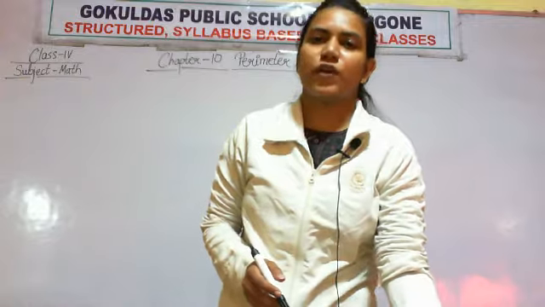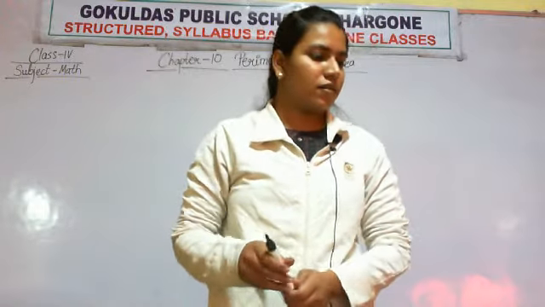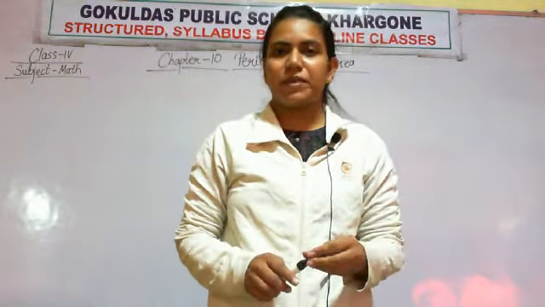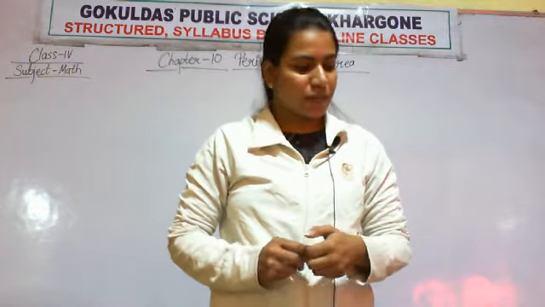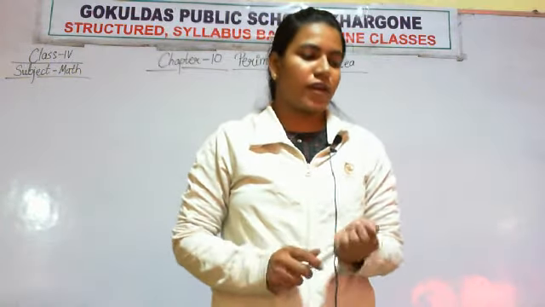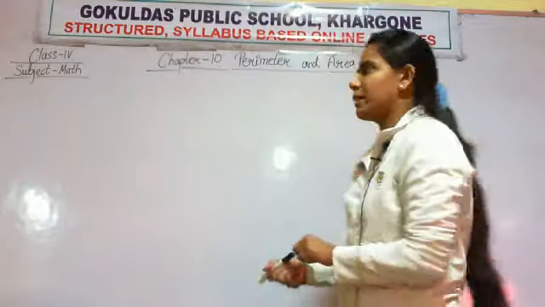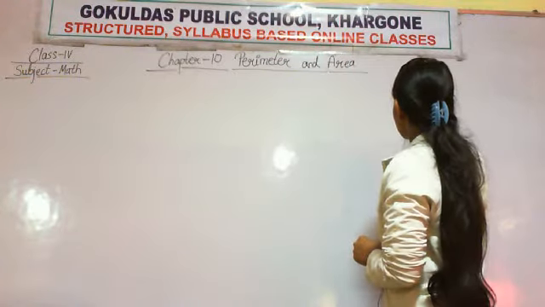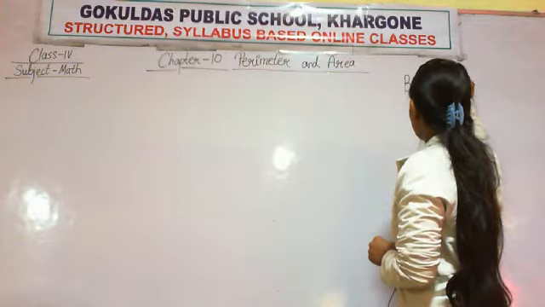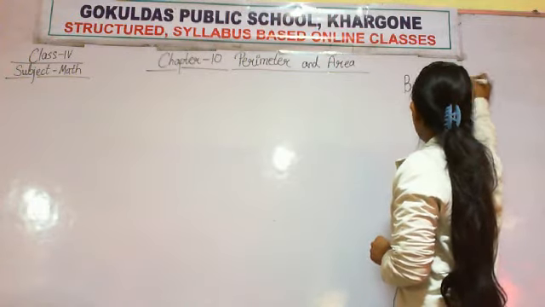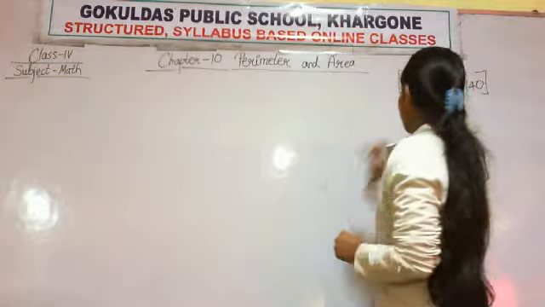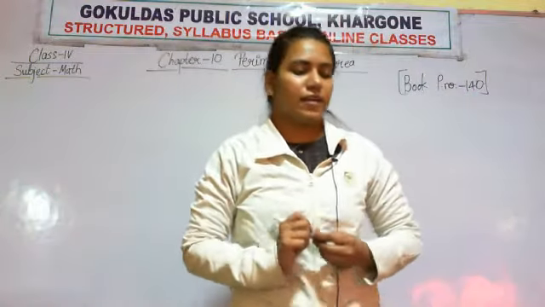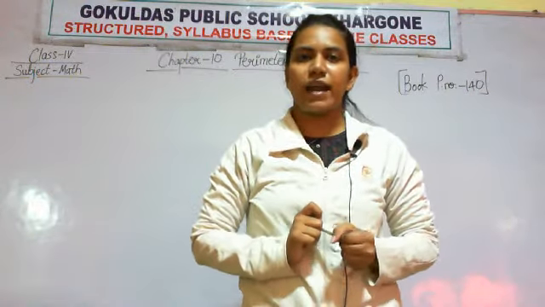In today's class we are going to start a new chapter, that is chapter 10, perimeter and area. So open book page number 140. Okay. Read the name of chapter. It is perimeter and area.